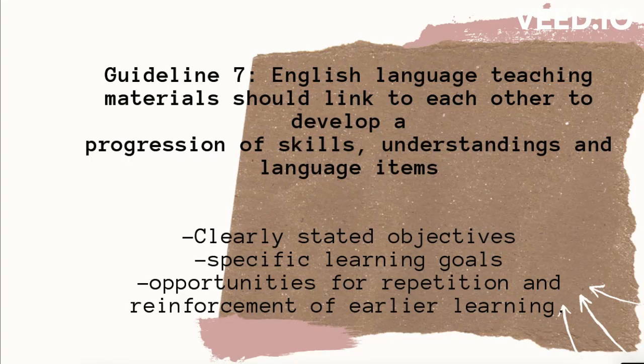As we said before, learners need to hear, see, and read the way native speakers actually communicate with each other naturally. And guideline number 7 would be that these materials should link to each other to develop a progression of skills, understandings, and language items. So they need to have clearly stated objectives, but also specific learning goals, and they should include opportunities for repetition and reinforcement of earlier learning.